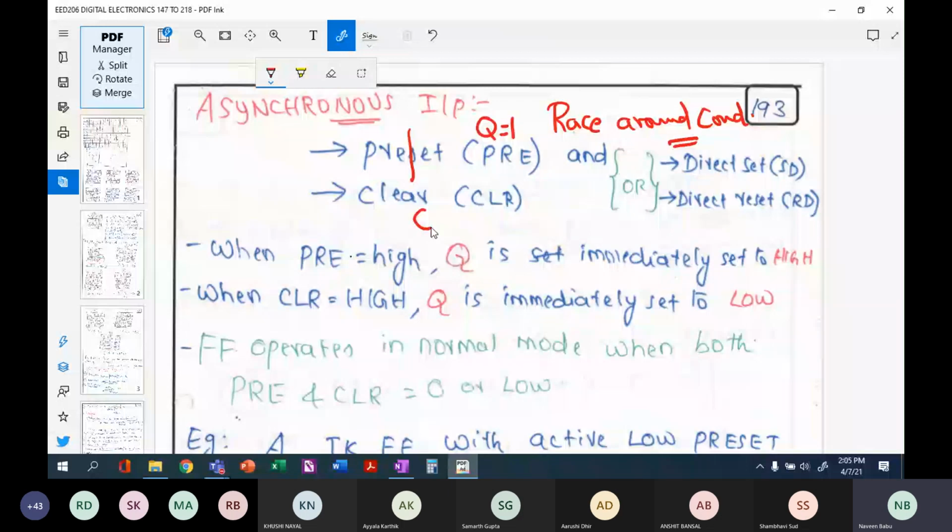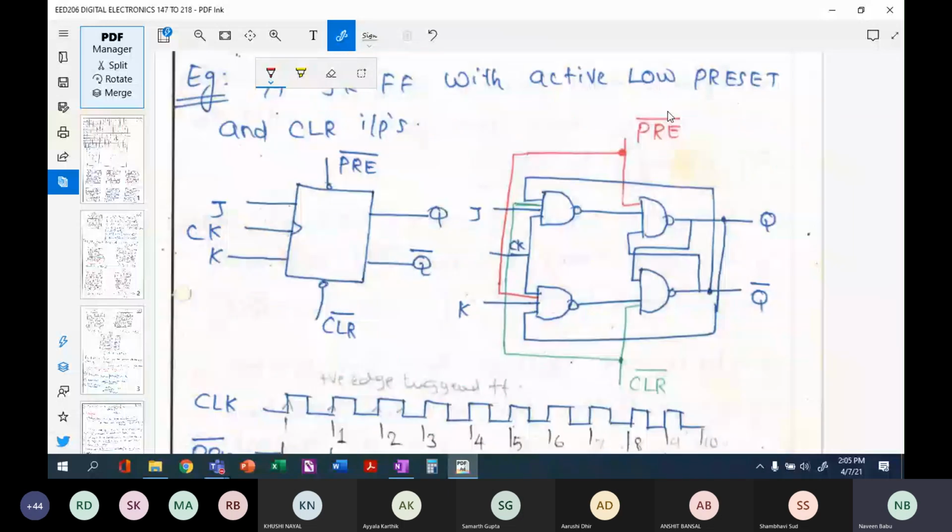Right? And this has been employed very brilliantly here because this preset input is made sure that it will set this Q value to 1, and at the same time it will not allow this feedback to change this gate's output. That is why this input has been given here, because the same feedback output is coming here, so that this output should not be altered. Similarly, the clear input is also that way.